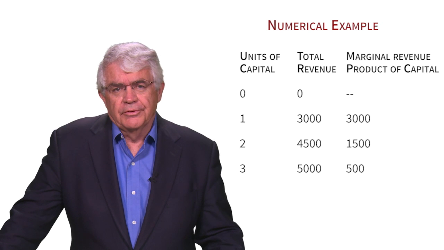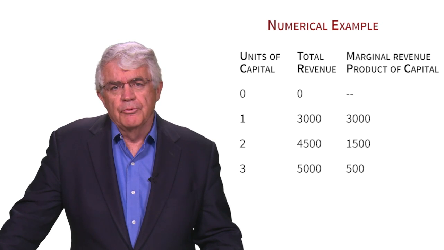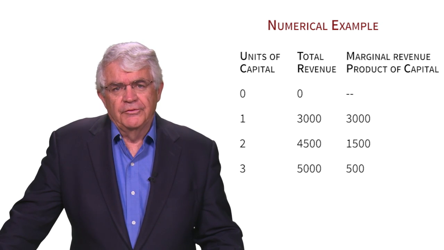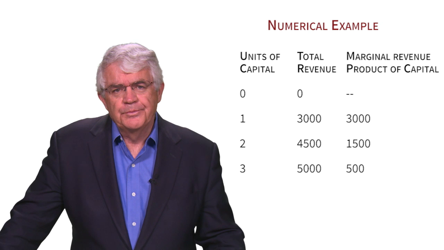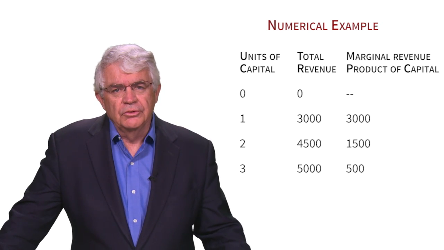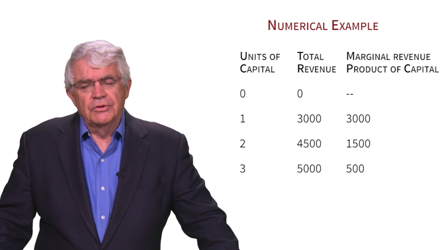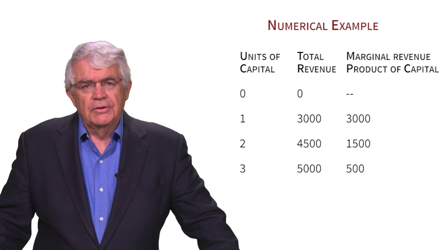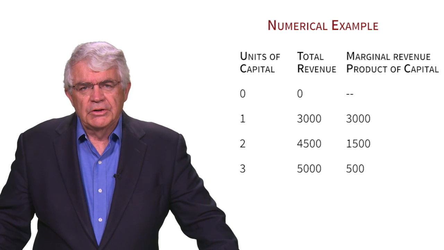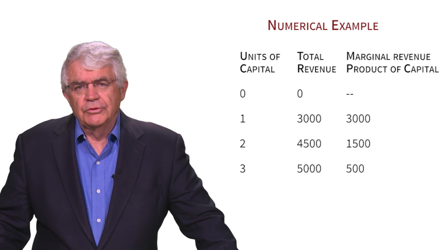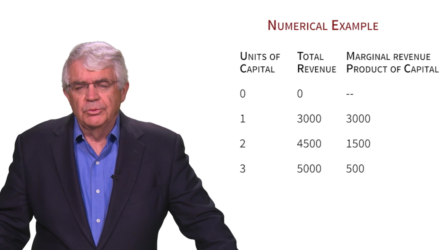You could rent 0, 1, 2, or 3 in this case. And of course, you're going to get more revenue with more food trucks. If you don't have any food trucks, you don't get any revenue. You can't serve any food to people. If you have one food truck in this example, you can sell enough to get $3,000 in total revenue. If you have two, you can get $4,500 in total revenue. If you have three, you get $5,000 in total revenue. And in this case, we have the concept of marginal revenue product, but of capital. We've considered marginal revenue product of labor in the past.